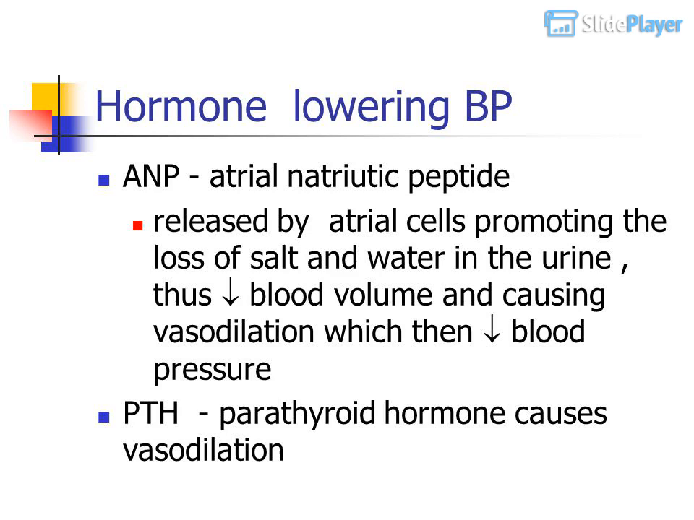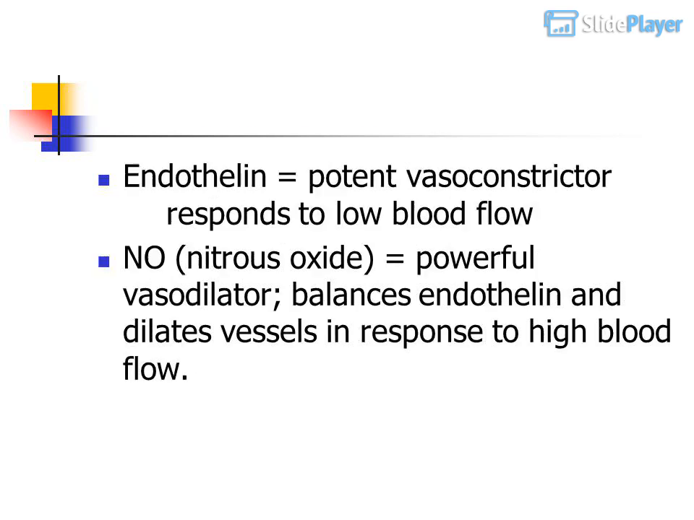Hormone lowering BP: ANP, atrial natriuretic peptide, released by atrial cells, promotes the loss of salt and water in the urine, thus decreasing blood volume and causing vasodilation, which then lowers blood pressure. PTH, parathyroid hormone, causes vasodilation. Endothelin is a potent vasoconstrictor that responds to low blood flow. Nitric oxide is a powerful vasodilator that balances endothelin and dilates vessels in response to high blood flow.